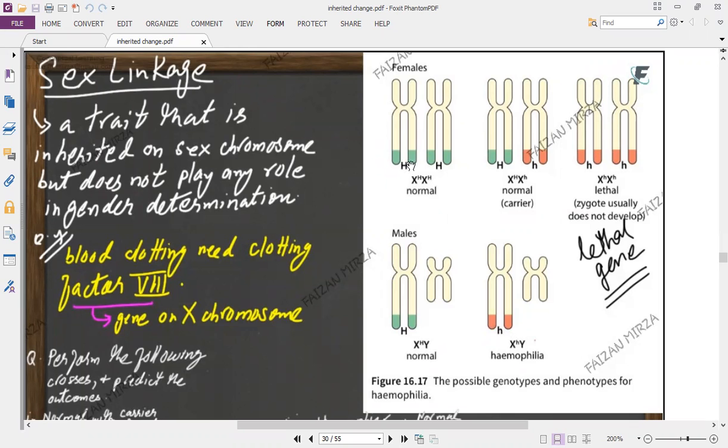So the combinations that a female can have are homozygous dominant, both capital H alleles on the X chromosome, one capital H and one small h, a normal carrier female, and both small h alleles. A female could have been a hemophilic female if both small h alleles were there on her chromosomes. But the thing is that this combination of X small h X small h is a lethal gene combination, and whenever a lethal gene combination comes across, the zygote does not develop. X small h X small h is just one example of how lethal combinations of genes work. They do not let the zygote develop.